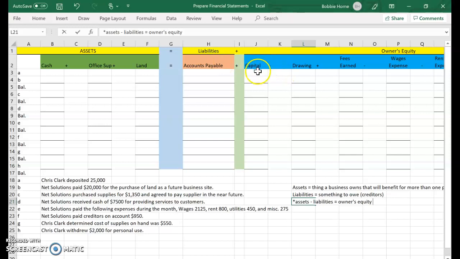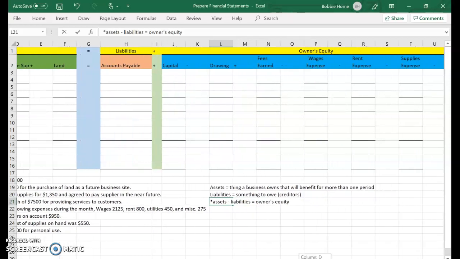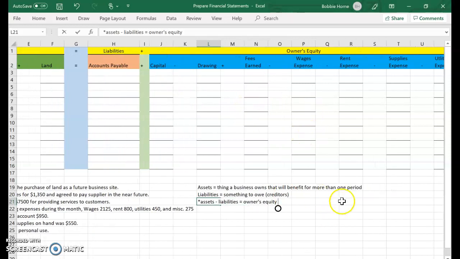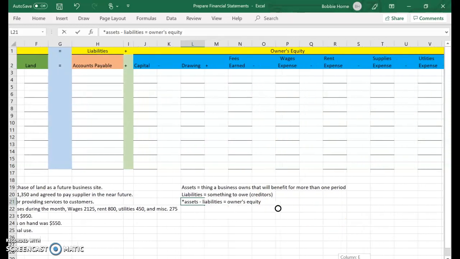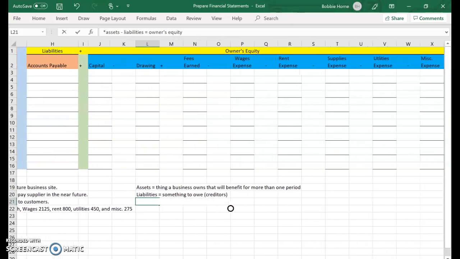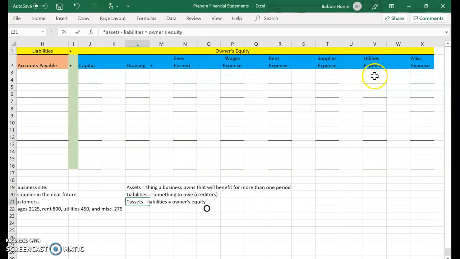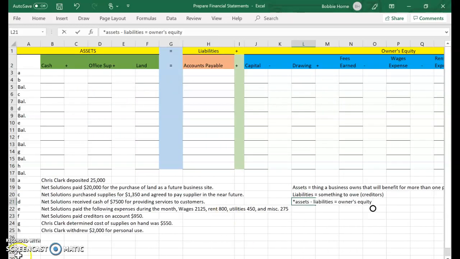Capital, this is any owner's investment. So if an owner takes cash or donates land to the company, this would be recorded in the capital account. Drawing, if the owner withdraws any cash, this would be in drawing. Fees earned is the name of the revenue account. And there are other revenue terms that we'll go over later, and I'll help you learn those. And then all of these expenses that we have in this problem.